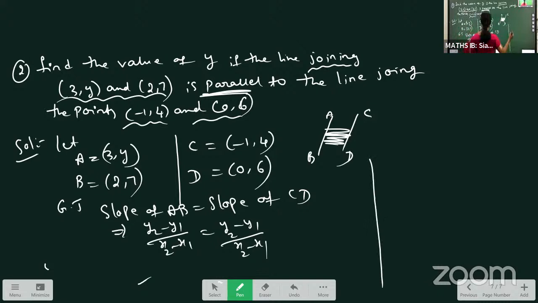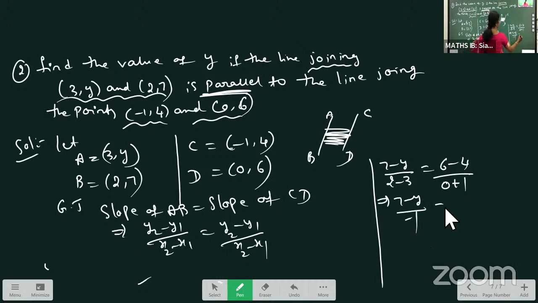y2 minus y1, 2 minus 3, by x2 minus x1, 7 minus y, is equal to slope of CD. C point is x1 y1 and D point is x2 y2. So it is 6 minus 4 by 0 minus of minus 1. You can write minus of minus 1 or directly write plus 1. So 7 minus y by 2 minus 3 is minus 1, and 6 minus 4 is 2 by 1.